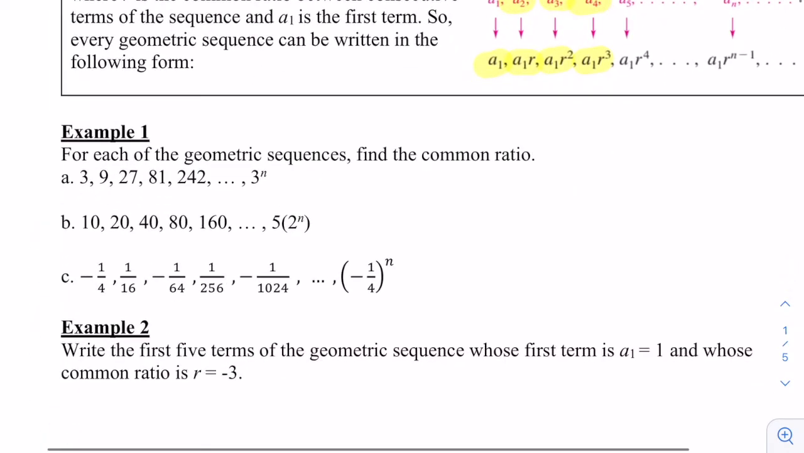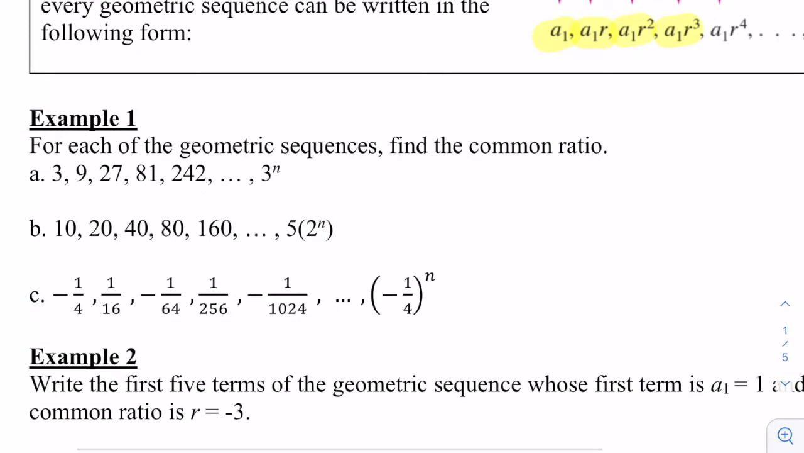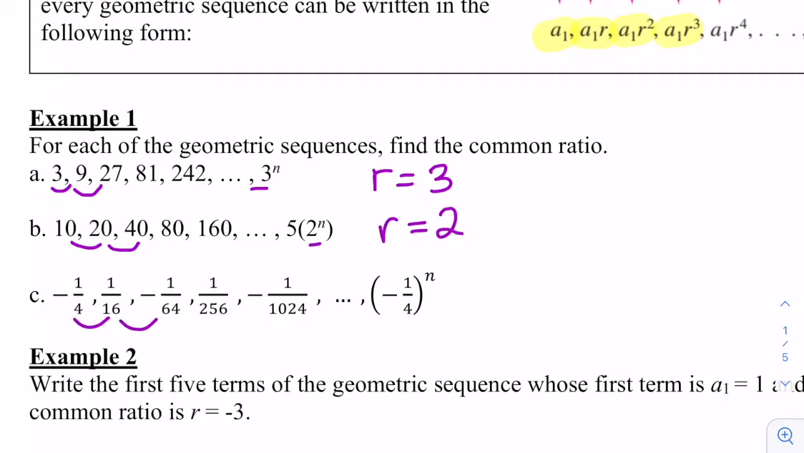For these geometric sequences, we're going to find r, the common ratio. It's really easy to figure this one out. Each time we're multiplying by 3, so r must be 3. Here we're doubling everything, so r must be 2. And here we're multiplying everything by negative 1/4, or dividing by negative 4 as well, so r equals negative 1/4. The ratio is always what you're multiplying by.